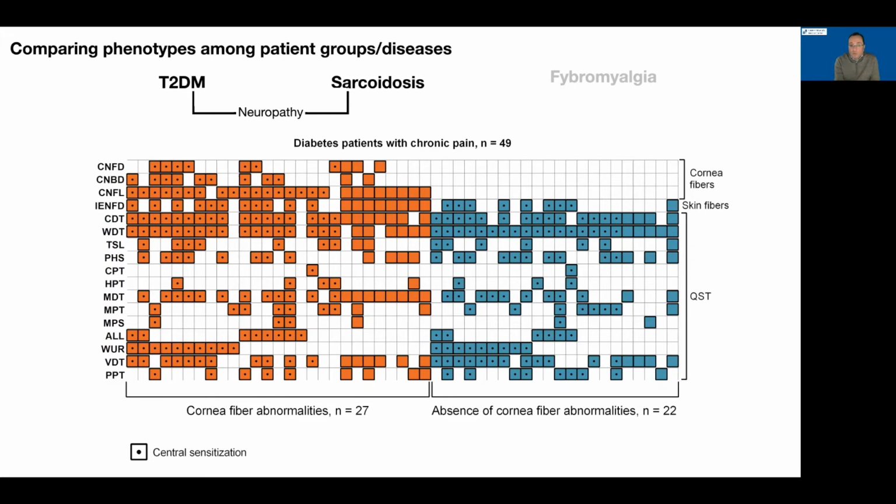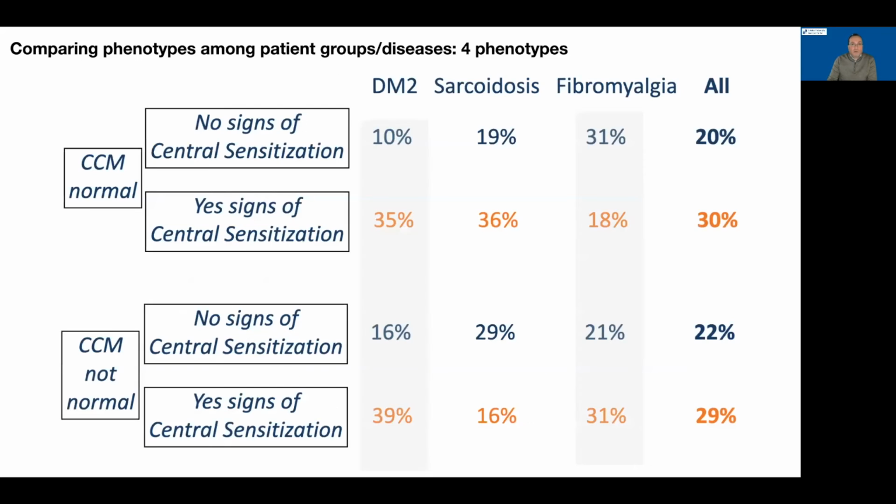And again, a subgroup of patients with and a subgroup without central sensitization. So phenotypes, now for fibromyalgia, a very different underlying disease, type 2 diabetes and sarcoidosis are more or less the same. And if we compare these three diseases in terms of small fiber neuropathy, so abnormal confocal microscopy on the bottom, versus the ones with normal C fibers in their cornea, with and without sensitization, you can see that the subgroups are more or less of similar magnitude.